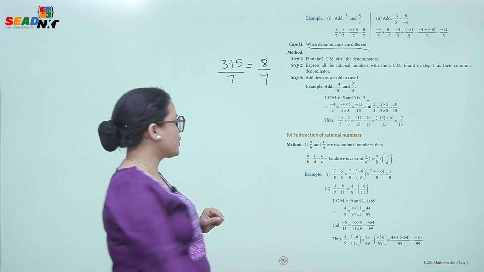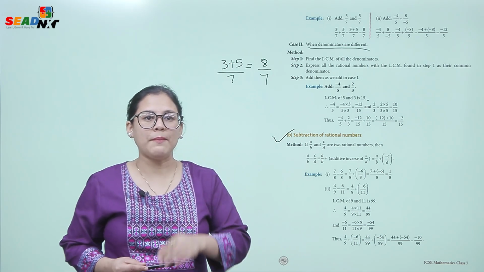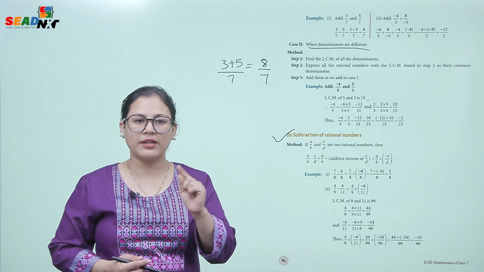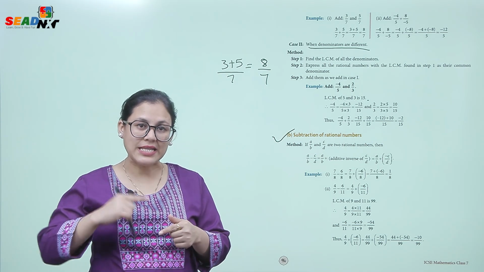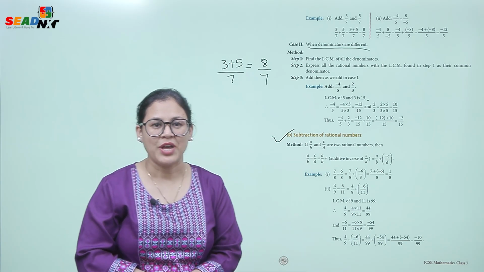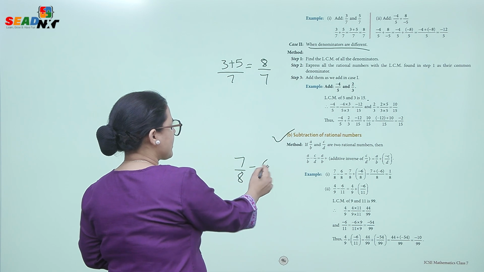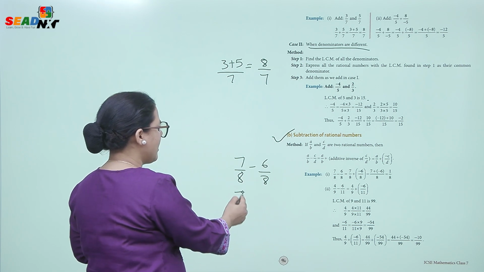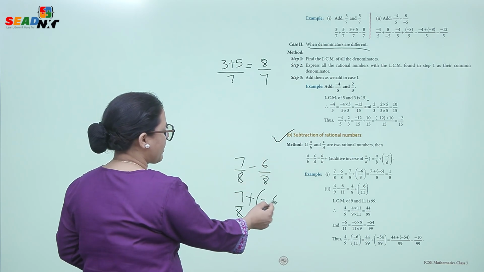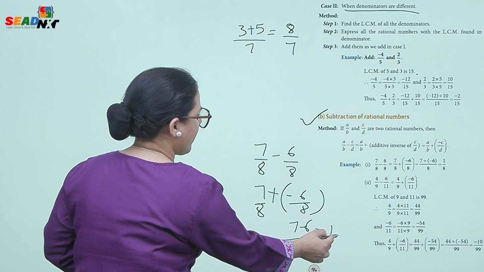Okay, number 2, B, subtraction of rational numbers. Method, if A by B and C by D are two rational numbers, then A by B minus C by D is equals to A by B plus additive inverse of C by D, that is A by B plus minus C by D. So example है, देखिए कैसे हम इसे minus करते हैं. 7 by 8 minus 6 by 8. So what we gonna write here? 7 by 8 plus minus 6 by 8. Okay, so 7 minus 6 upon 8 is 1 by 8.